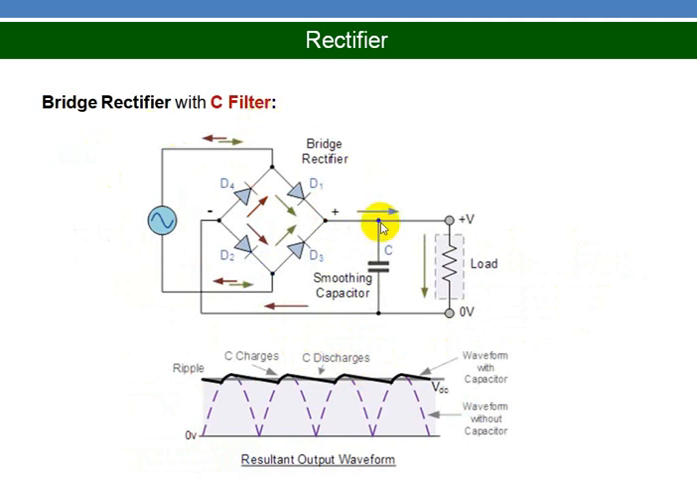Coming to the bridge rectifier with capacitor filter. Here the only change is that we have included a capacitor at the output. Without the capacitor, this is the waveform, and it has an AC component. If you add a capacitor, you will get this; the dark line is the voltage. The capacitor charges and then discharges, charges and discharges. So you get a DC voltage and the AC component of voltage in this output will be less.